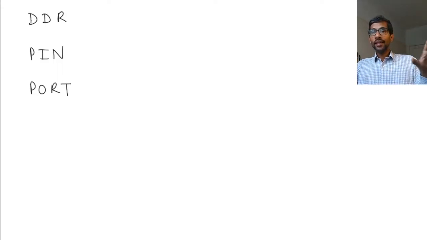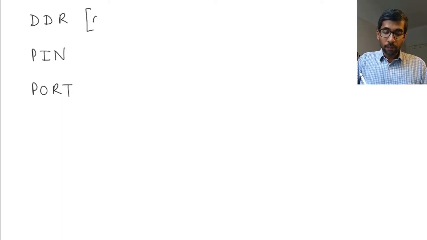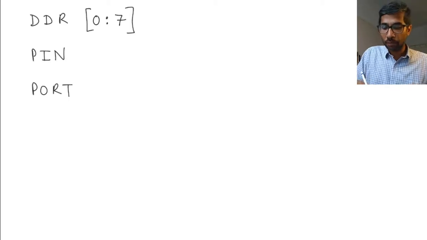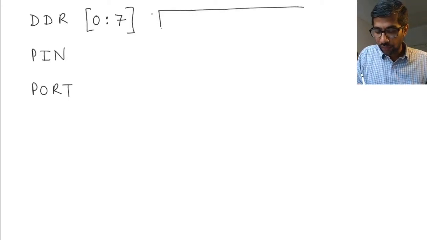One of the things is that any register in Atmega 328 is not 1 bit in length. It is 8 bits. That's just the way the microcontroller is built. The Atmega 328 is an 8-bit microcontroller, which means that all registers in it are 8 bits. So if DDR is a register, it will have 8 bits associated with it. When I say DDR 0 to 7, what I mean is there are 8 bits in that particular memory location, right? So I can draw it like this.